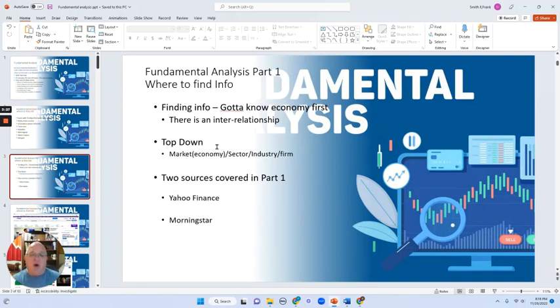But overall, most people look at it from what they call a top-down perspective first, which is they're looking at the market or the economy out there, and then they're looking at the sectors. There are 11 of those that make up the entire market or economy. Within each sector, there are industries. You can look at how those have done and whether they're up and coming or not doing well now and so forth. And then finally, you look at it at the firm level. The 2 sources we'll be covering for information tonight are Yahoo Finance and Morningstar.